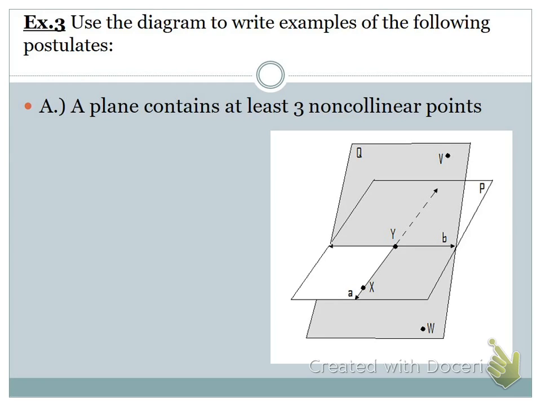Use the diagram to write examples of the following postulates. So now they're giving us a postulate. We are using the diagram to give a specific example of it. A plane contains at least 3 non-collinear points. So let's start by naming one of our planes. Which plane do you want to talk about? Plane Q. Works for me.